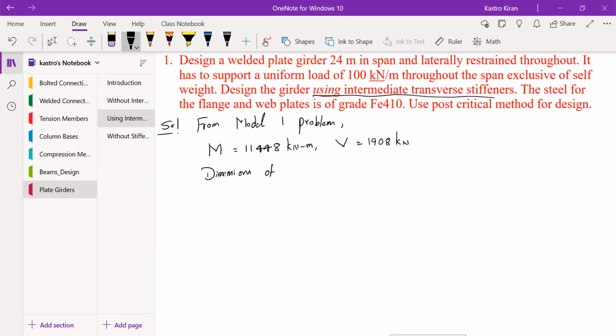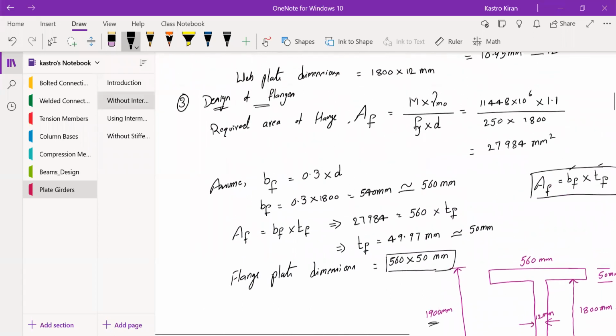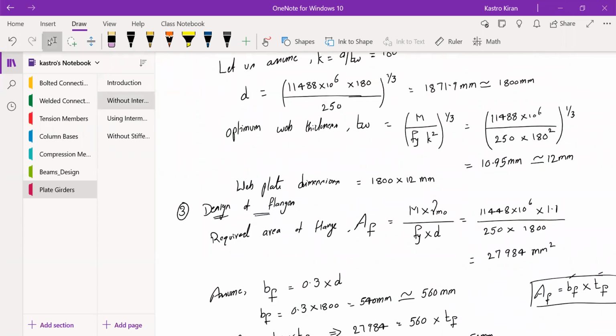We'll also be extracting the dimensions of the flange plates, which is 560 mm width and 50 mm thickness. Now we are also going to extract the dimensions of the web. First, let me write the dimensions of the web which we have adopted. Let me check. The dimensions of the web are 1800 by 12 mm.